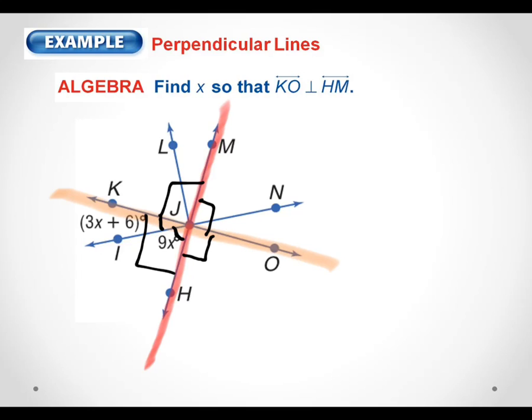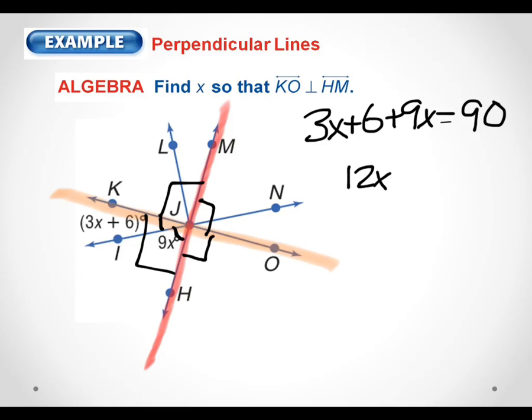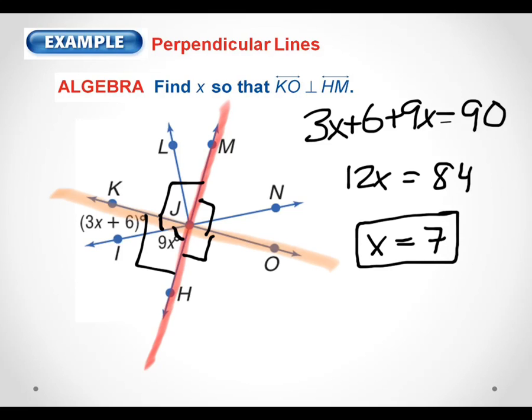So if I take 3x plus 6, this angle, and I add it to 9x, that's going to equal 90 degrees. And then I can solve this equation for x. Combine my x-like terms, I get 12x. Subtract that 6 over the other side, I get 84. And when you divide both sides by 12, you get 7. So this problem just says find x, there it is.